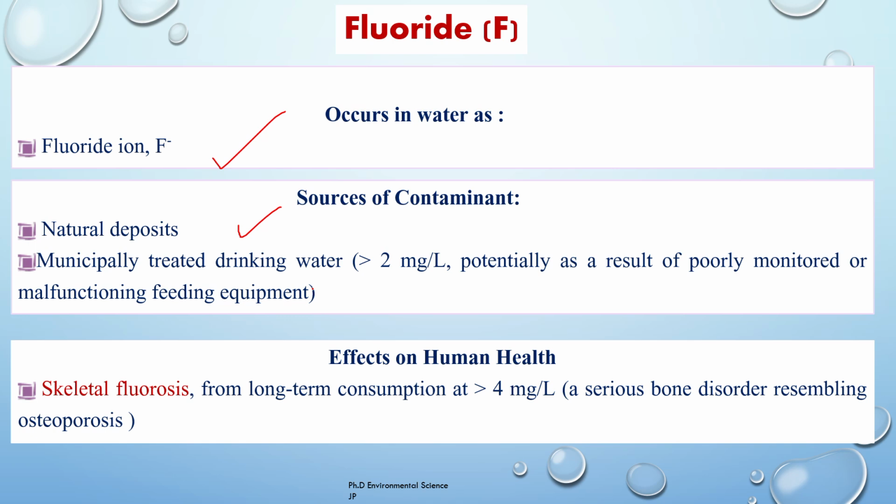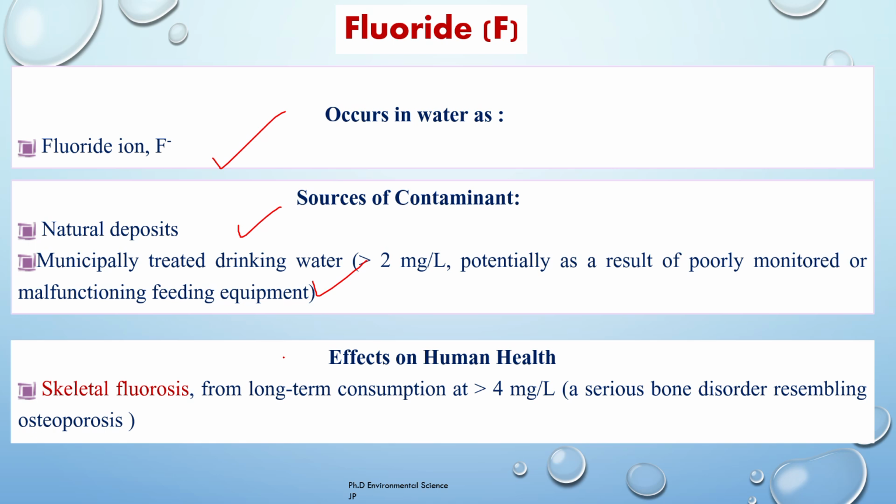Then, municipally treated drinking water. Fluoride is often added to municipal drinking water supplies to help prevent dental cavities, and the typical concentration for this purpose is around 0.7 to 1.2 milligrams per liter. However, if the fluoridation process is poorly monitored or the equipment malfunctions, fluoride levels can exceed the recommended limits, potentially reaching concentrations greater than 2 milligrams per liter.